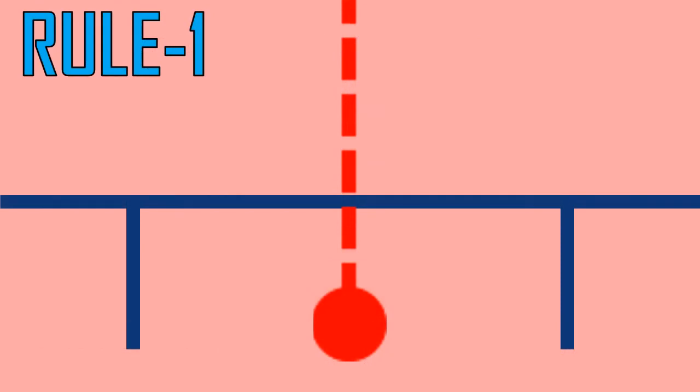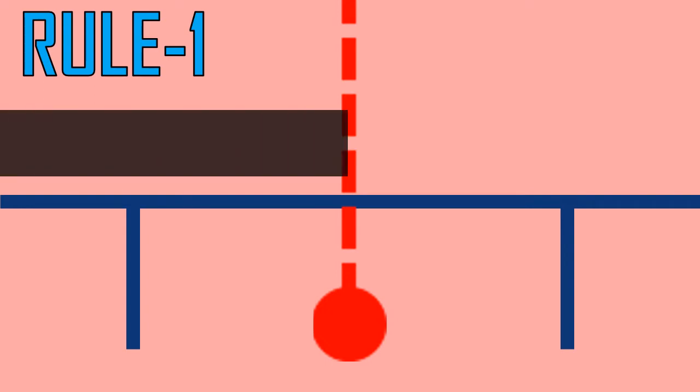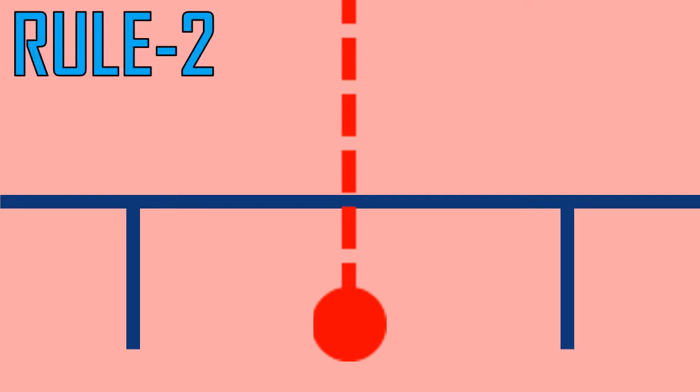Rule number 1. If the end of the stick touches the midpoint of the smallest division, the reading is extended to the next division. Rule number 2. If the end of the stick crosses the midpoint of the smallest division, the reading is extended to the next division. Rule number 3. If the end of the stick does not touch the midpoint of the smallest division, the reading is confined to the previous division.